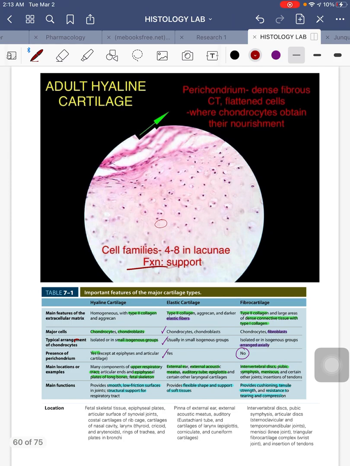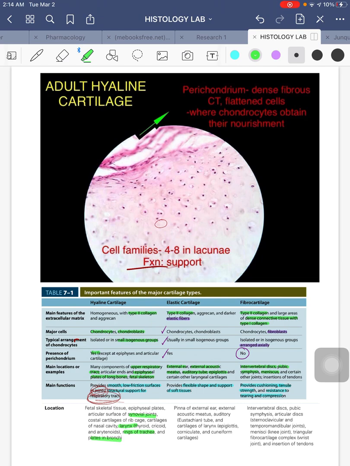The first one is your adult hyaline cartilage. Always take note of the function first and the representative organs. The function for this is it provides smooth and low friction surfaces in joints and also structural support in your respiratory tract. Therefore, it is found in your larynx, the rings of your trachea, and the plates in your bronchi, and also in your synovial joints for the articular surfaces. Just take note of at least 2 to 3 examples of representative organs, okay? So larynx, trachea, bronchi, and synovial joints.